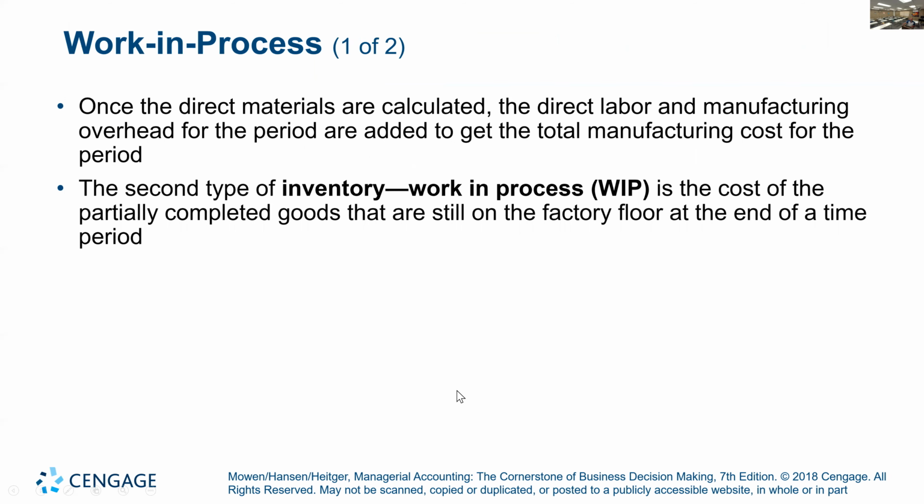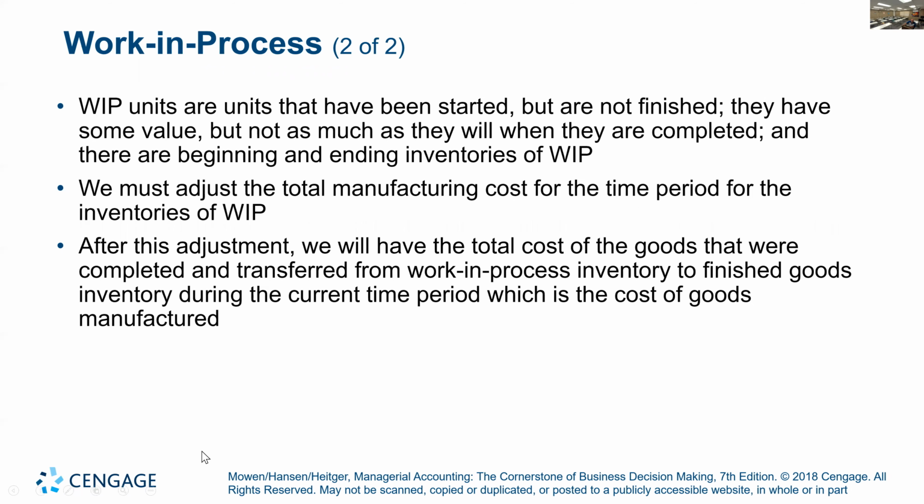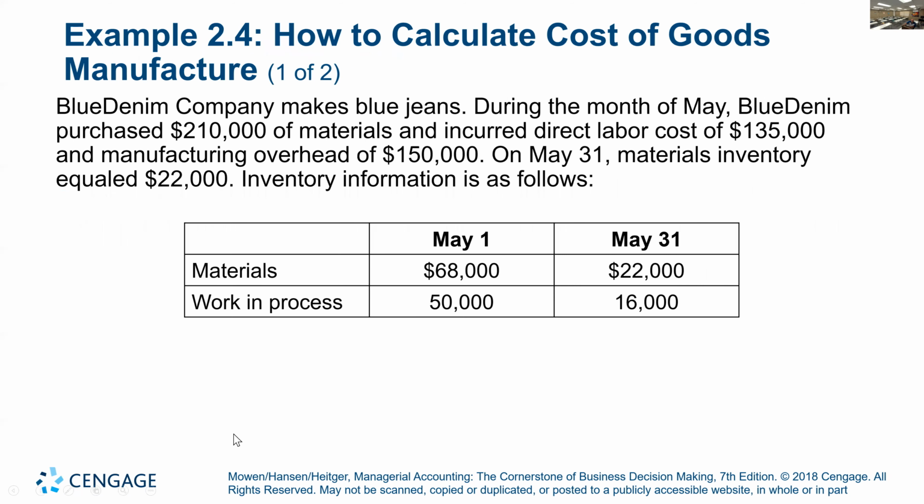Direct materials go into that work in process. Once the direct materials are calculated, the direct labor and the manufacturing get added to the work in process, so they get added to the beginning. Whatever's left still needs to be finished. Everything else moves out of the work in process inventory to finished goods. And then we move on to calculating our cost of goods sold.